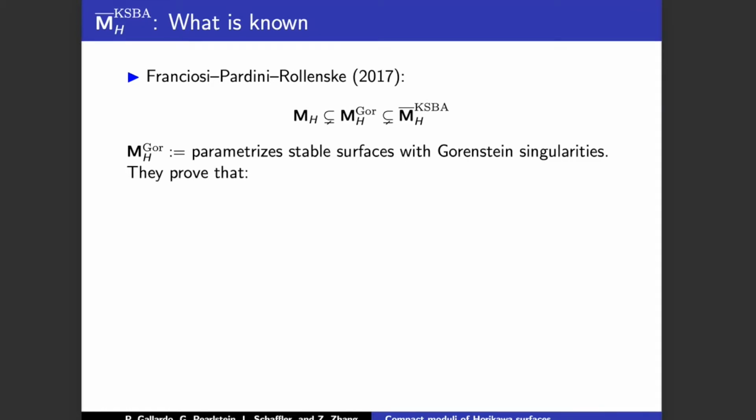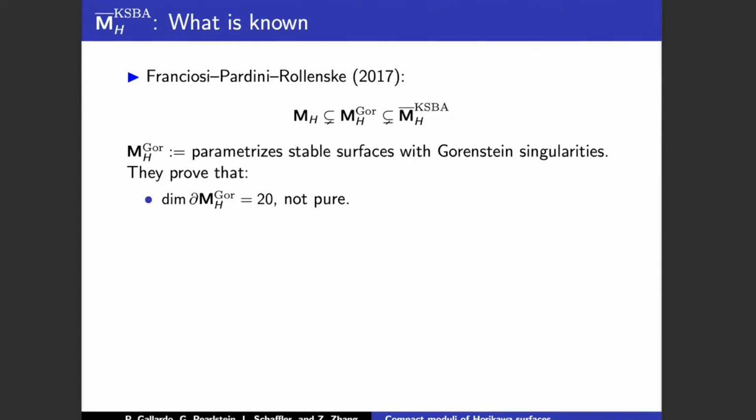We can define it set theoretically as the set of points of the KSBA compactification that parametrize stable surfaces with Gorenstein singularities. So this is putting some sort of restrictive bound, but it is still interesting and still gets you to investigate the boundary structure. They give a very detailed description of this, more than I can possibly show you on this slide, so here I will just give you a couple of features.